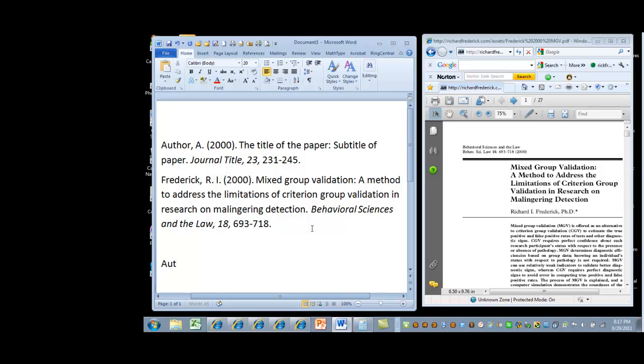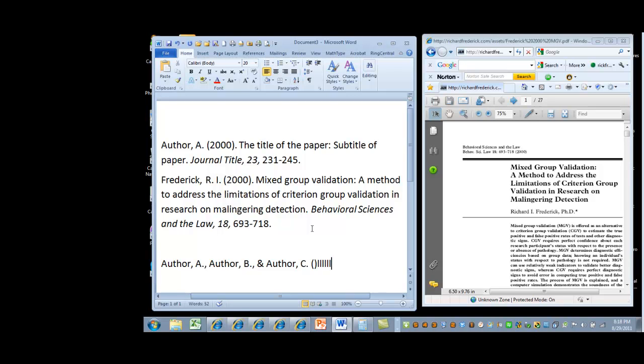Okay, now let's do this. We have 2 authors: author A, comma, and author B. Okay, so what if there's 3 authors? Author A, author B, and author C, date, and so on and so forth.